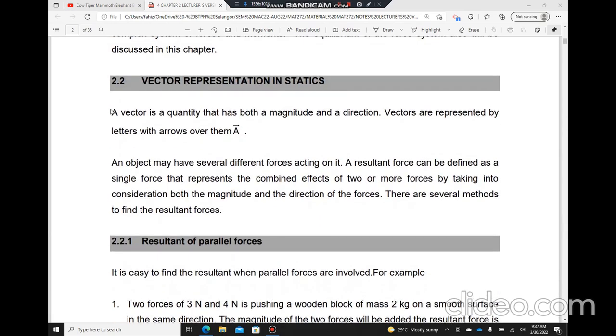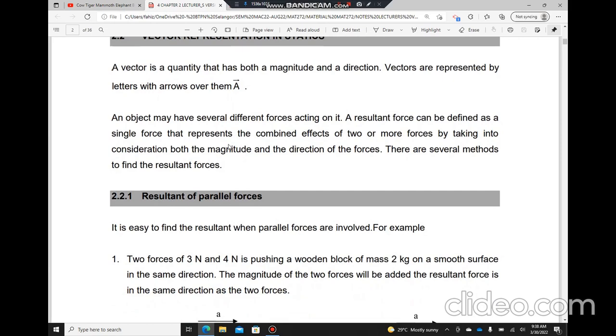Okay, so first, vector representations in statics. A vector is a quantity that has both a magnitude and a direction. So yang ni kita dah tengok dalam chapter 1, an introduction of vector. So beza vector dengan skala ni, kalau skala dia cuma ada magnitude, but vector has a magnitude and direction. Maknanya dia ada arah. So dia dipanggil vector. Vectors are represented by letters with arrows over them. For example this one. So biasanya kita akan ada huruf apa-apa yang kita boleh gunakan, and then kita akan letak arrows dekat atas daripada huruf tu.